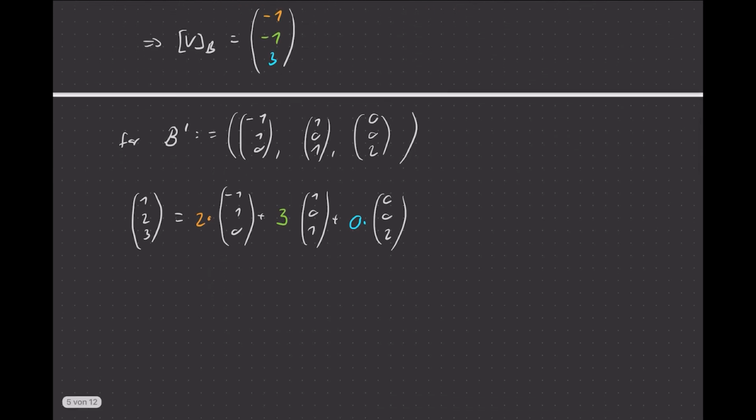And now with that, the coordinate vector of V with respect to B prime would be a 0 as the last coordinate, a 3 as the middle coordinate, and a 2 as the first coordinate. So that is the coordinate vector of V, the same vector V, with respect to a different basis. And you can see how these coordinates, of course, change with the choice of basis.